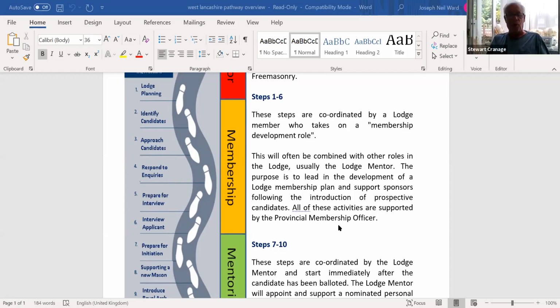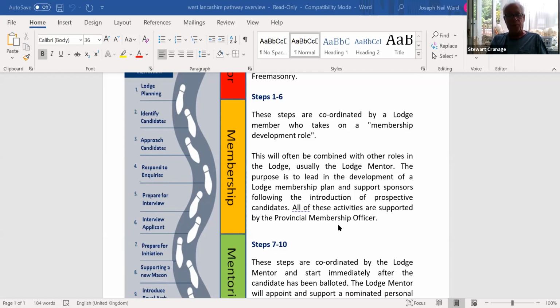I think the important thing to emphasise is Pathway is there as a piece of guidance. It's not there to say you've got to do this, this is what you must do. Some lodges, some groups are doing fine the way they are, thank you very much. Pathway is there to support you, as an aide-memoire to help you along your way.